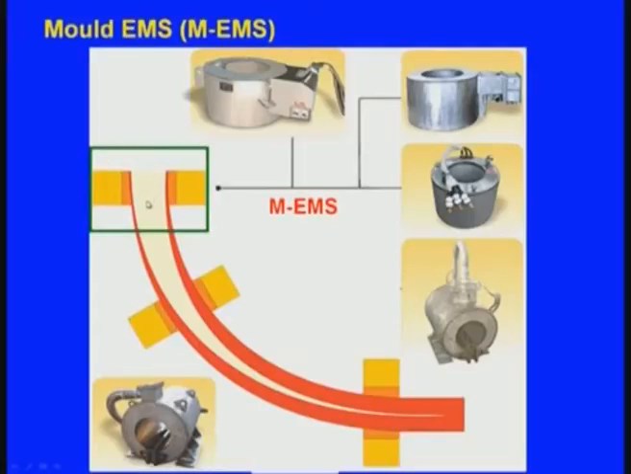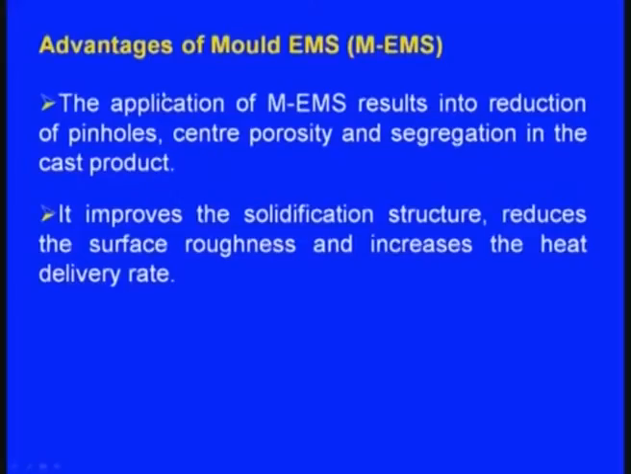So, this is the continuous casting process that is going on. Here is the mould, and through the mould the liquid metal is coming and gradually it is solidifying. By the time it comes here, it is totally solidified. Now, this MEMS is applied here around the mould. See here, this is the mould, and around the mould it is applied. Because we are applying it around the mould, it is known as the mould EMS or MEMS.